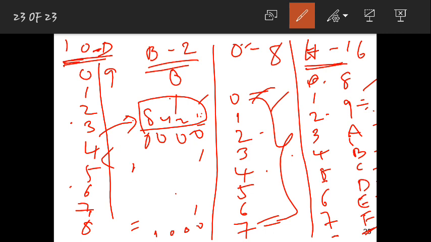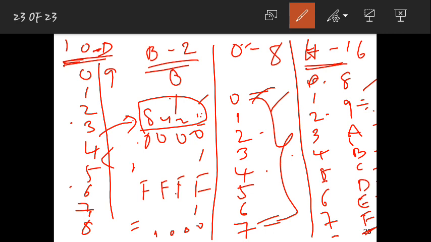Okay, so total 16 values will be there, including 0. If you include 0, it will become total 16, but it will end at 15. 15 means you will generally have F. If you write it in binary, then you will write all as F's. I mean, it will become all ones, 1, 1, 1, 1.